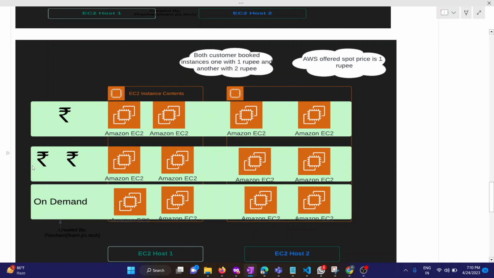But if you have offered more rupees here, in that scenario, if on demand resource requirement is increasing and AWS needs to free the space, it needs to terminate the spot instances because these are cheapest, so AWS can terminate at any time. So the first customer, like my instances, will be terminated first.